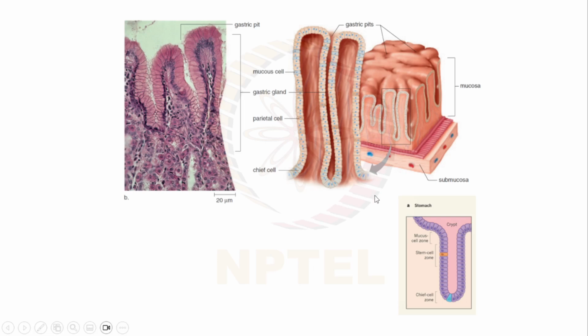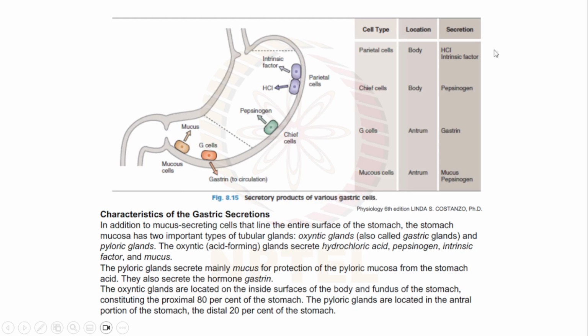Okay, so let's see what are the functions. The parietal cells, chief cells, and different types of cells, we'll see further. First of all, what are the characteristics of the gastric secretions? In addition to mucus secreting cells that line the entire surface of the stomach, the mucosa has two important types of tubular glands: the oxyntic glands, also called the gastric glands, and the pyloric glands.